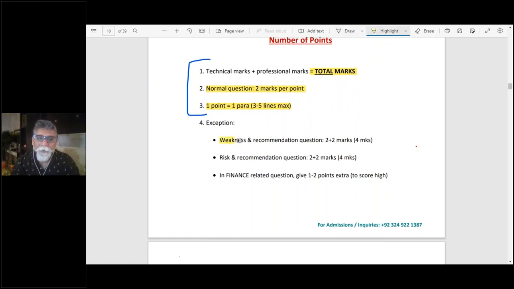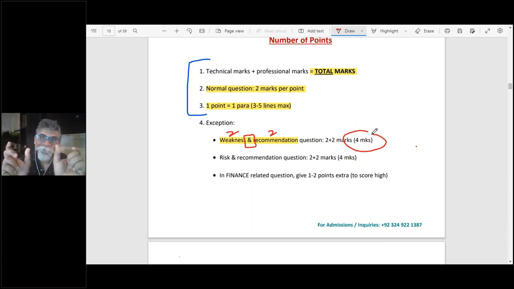Sometimes you get a question: identify the weakness and give recommendation. So there will be a word "and". Identify weakness and give recommendation for each of the weaknesses. For this kind of question, I would allocate 2 marks for identifying the weaknesses and then 2 marks for giving recommendation on how to fix those weaknesses. So in total, 4 marks. If the requirement asks you for weakness and recommendation, remember this word, internal control, or identify the weaknesses and give recommendation, then 2 marks for weakness, 2 marks for recommendation. So total is 4.